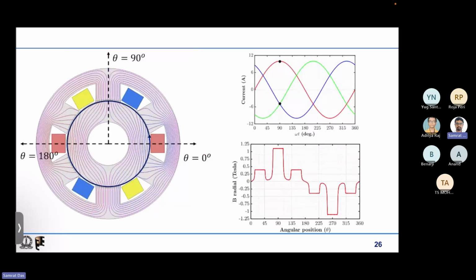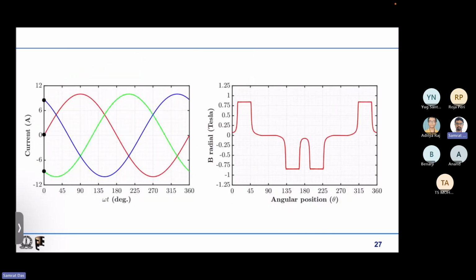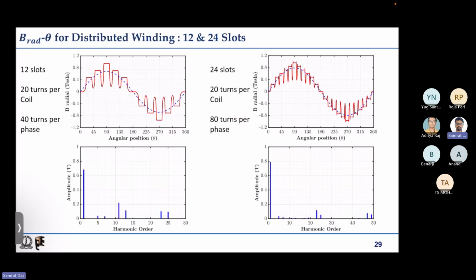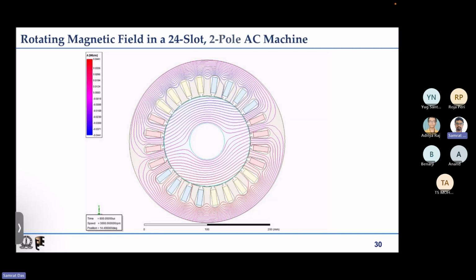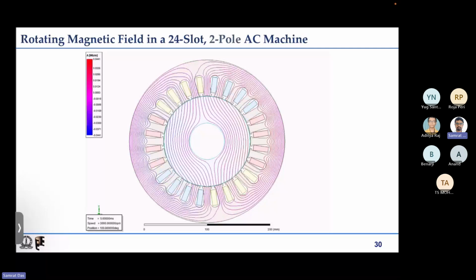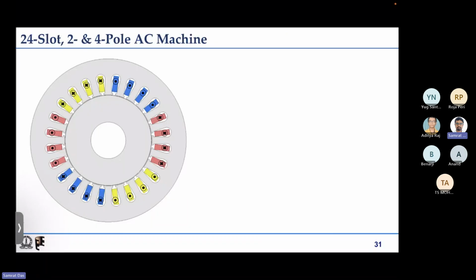First we started with a 6 slot machine, then we went on to see what happens if we have more number of slots, and we understood that we could reduce the amount of harmonics by going for higher and higher number of slots. Then of course we looked at another case, that is the 4 pole.